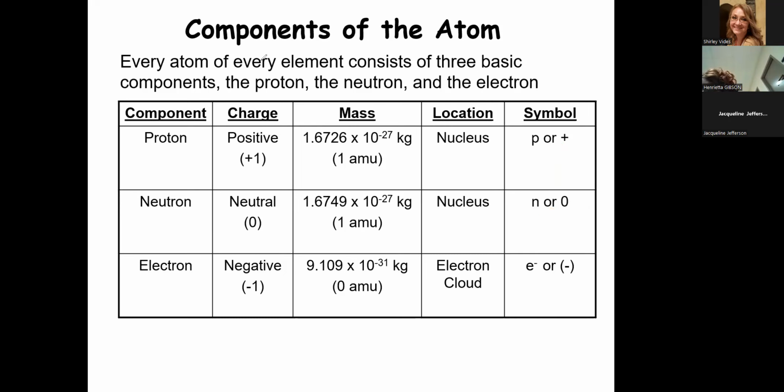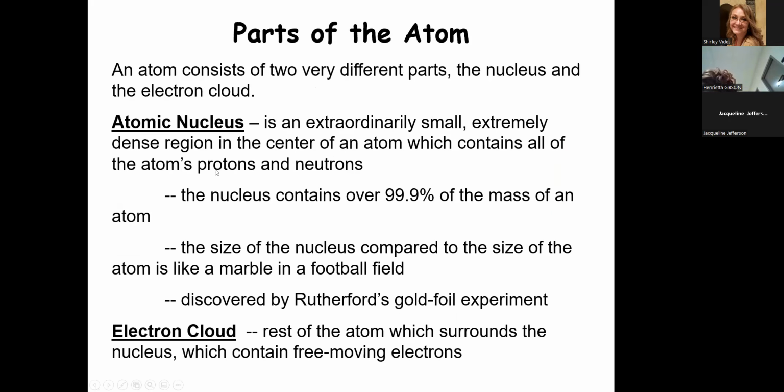So for the rest of this, like I was telling you, a nucleus is a very small, dense area in the atom. It is located in the center, and it contains all of the atom's protons and neutrons, which account for over 99.9% of the mass. So basically, like I said, the electrons are so light that they do not really bring in any mass. So the mass is all contained in the nucleus.